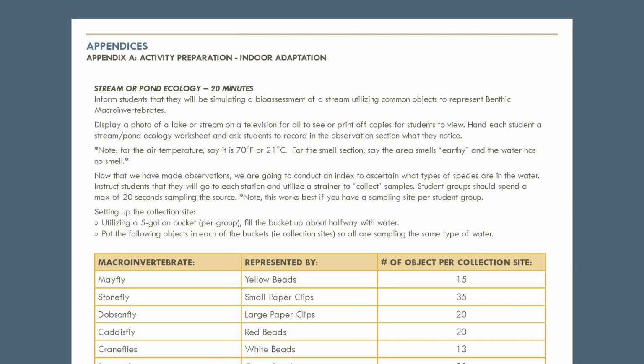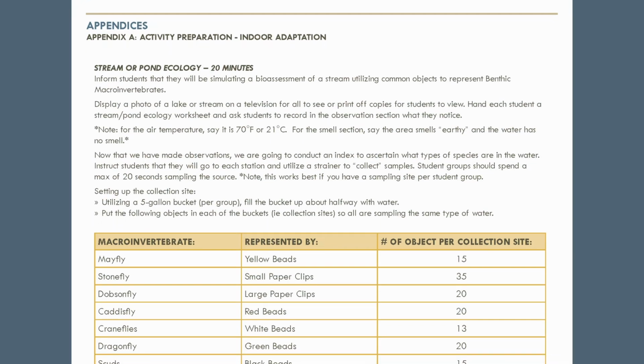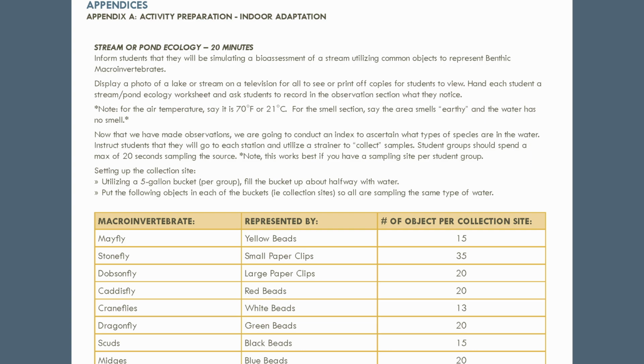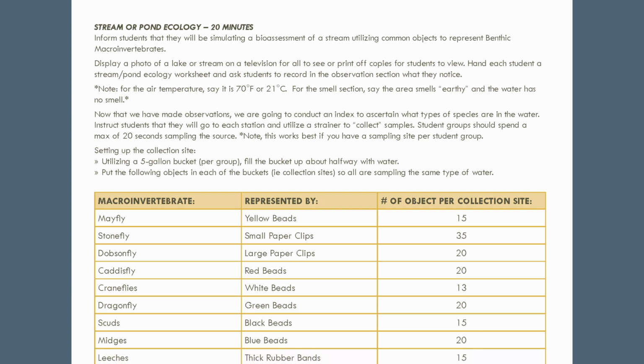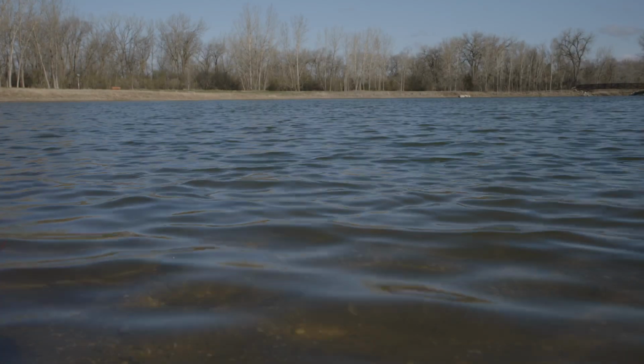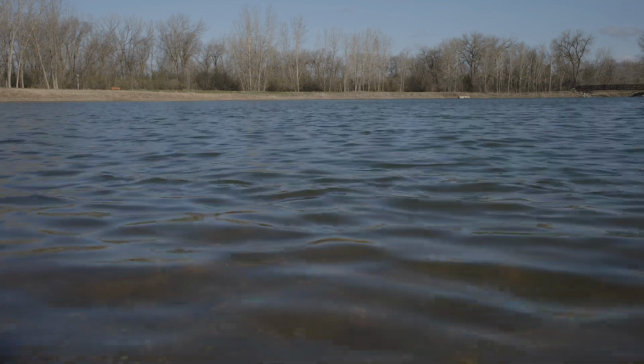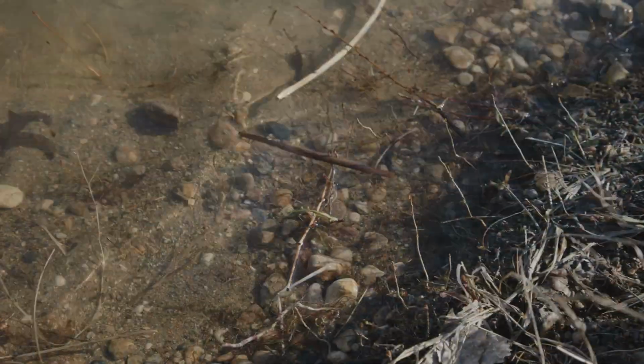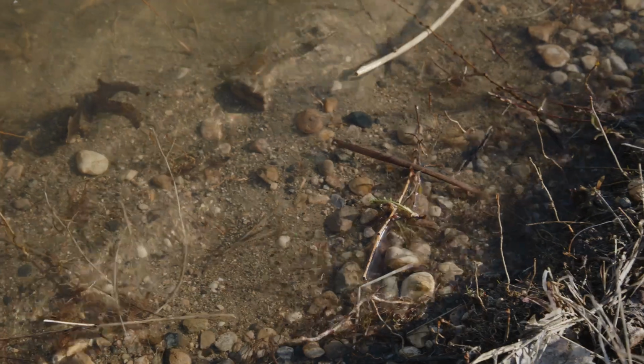If your school is not located near a body of water, Appendix A provides an activity that you can do with your students to simulate the results you would get from doing the field portion. Stream or pond ecology field tests can be an easy and fun way to help get your students outside and allow them to test their science skills.